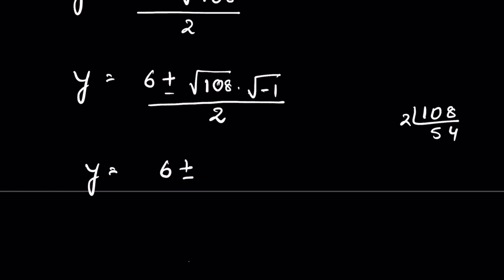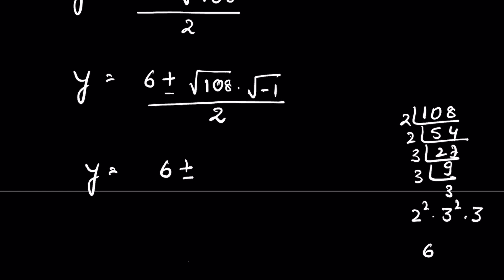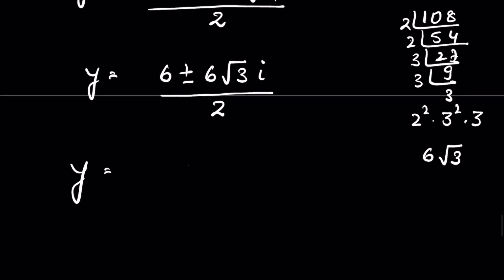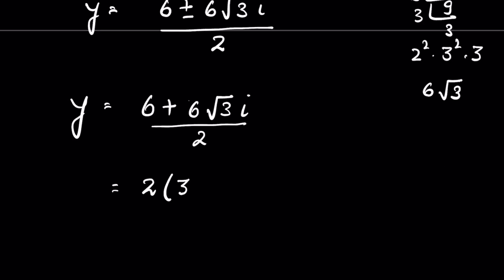So 2 times 54 is 108, 2 times 27 is 54, 3 times 9 is 27, and 3 times 3 is 9. So 2 square times 3 square times 3. So this will be 6 times square root of 3. And square root of minus 1 is an imaginary unit, so we can write i instead of it, upon 2. Now, two values for y: 6 plus 6 times square root of 3 i, upon 2. Take 2 common and write 3 plus 3 times square root of 3 i, upon 2. 2 and 2 get cancelled.